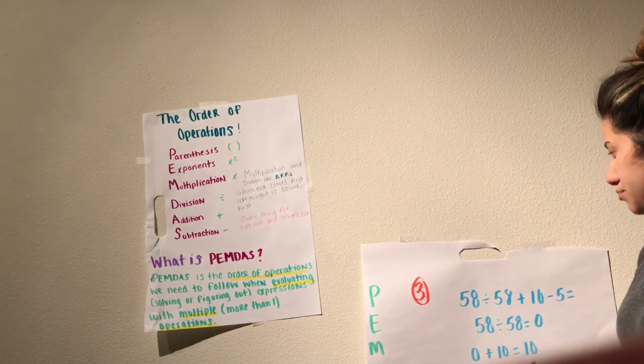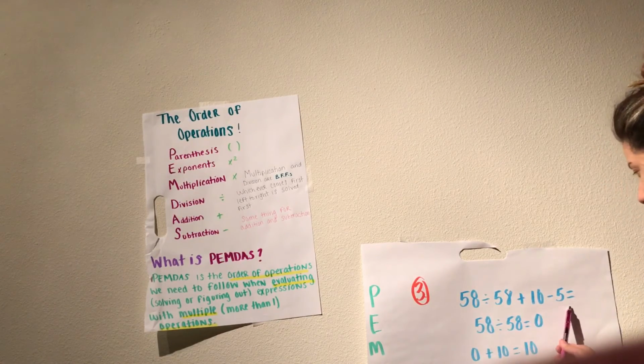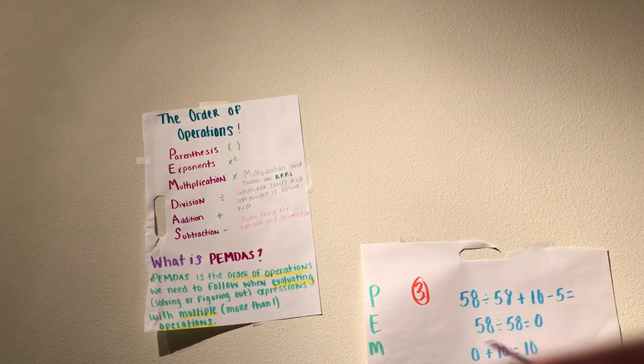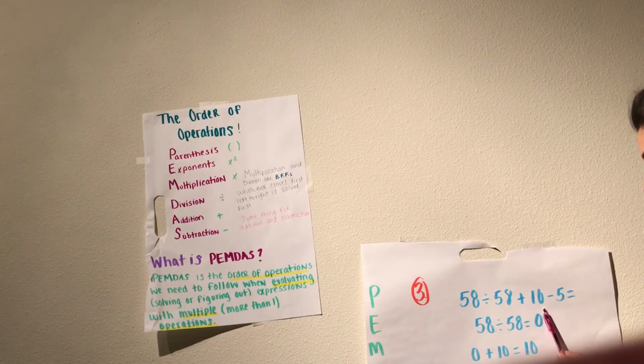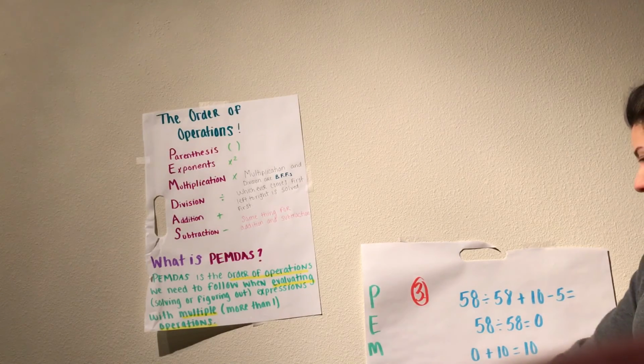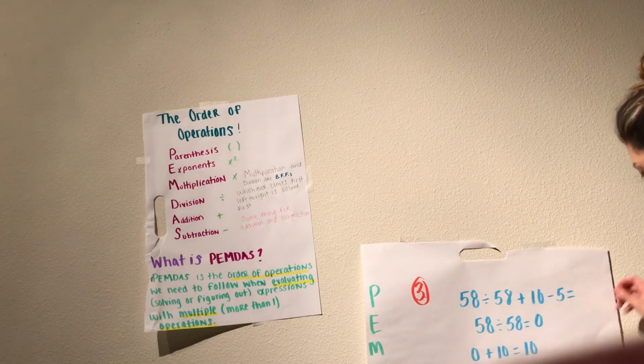So our last problem we had was 58 divided by 8 plus 10 minus 5. First step we're going to do is our division. 58 divided by 58 is going to equal 0. Second step is addition. 0 plus 10 is equal 10. And then our last step, subtraction, 10 minus 5 equals 5.